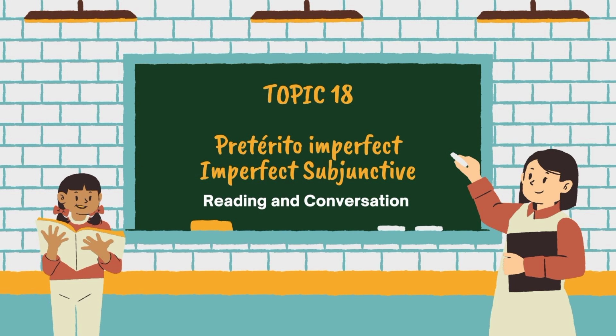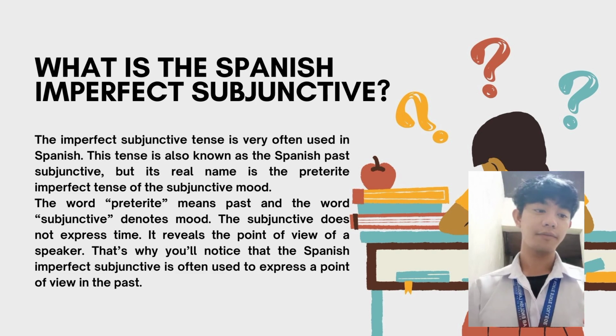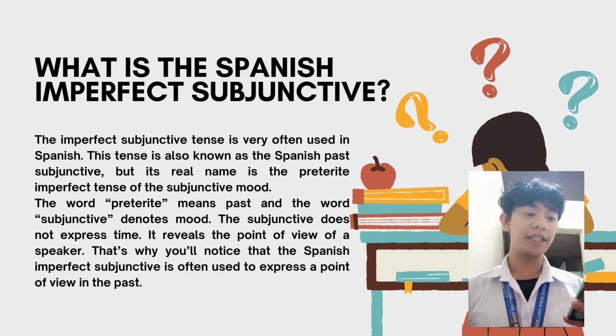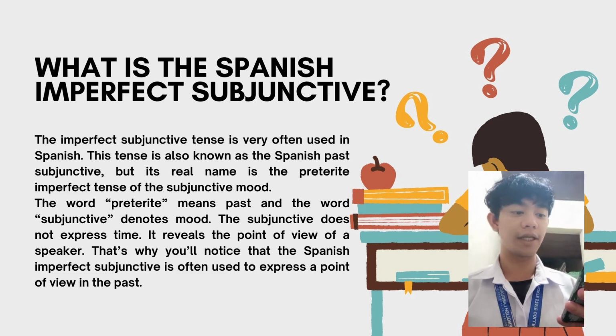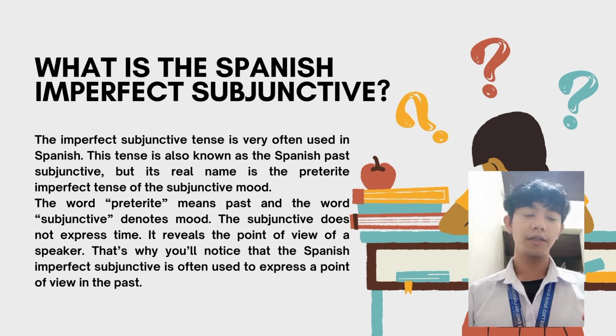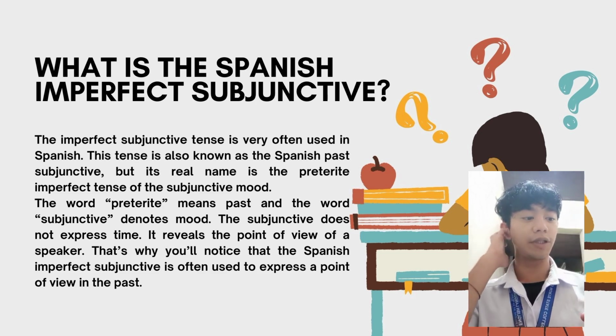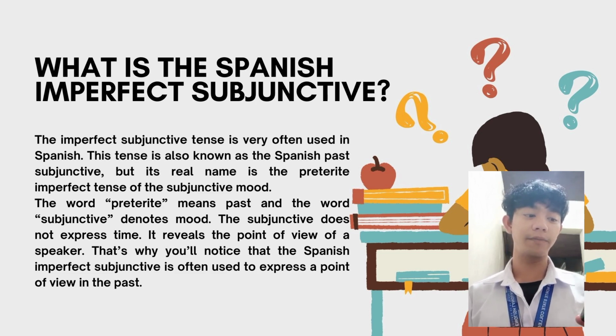To discuss with you what the Spanish imperfect subjunctive is, here is Mr. Alchan. What is the Spanish imperfect subjunctive? The imperfect subjunctive tense is very often used in Spanish. This tense is also known as the Spanish past subjunctive, but its real name is the preterite imperfect tense of the subjunctive mood. The word preterite means past and the word subjunctive denotes mood. The subjunctive does not express time. It reveals the point of view of a speaker.